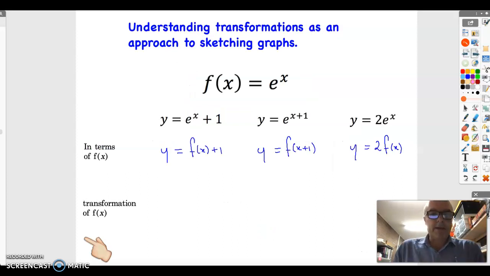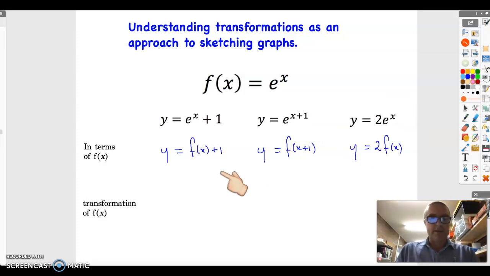So when we think about understanding transformations and using these transformations to help us sketch graphs, it's often very handy to be able to write an equation in terms of some base function. In our examples on this screen here, we're working with the base function e to the power of x. And I've got three examples: e to the x plus 1, another version of e to the (x plus 1), and 2 times e to the x.